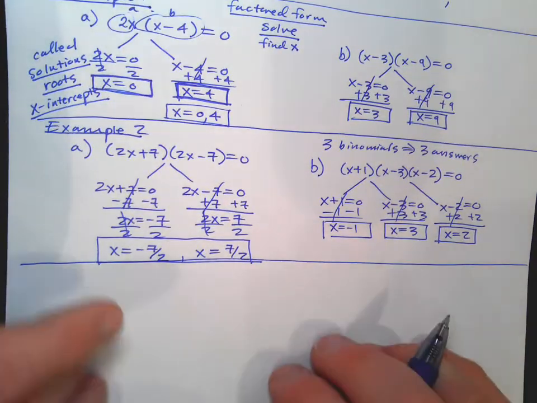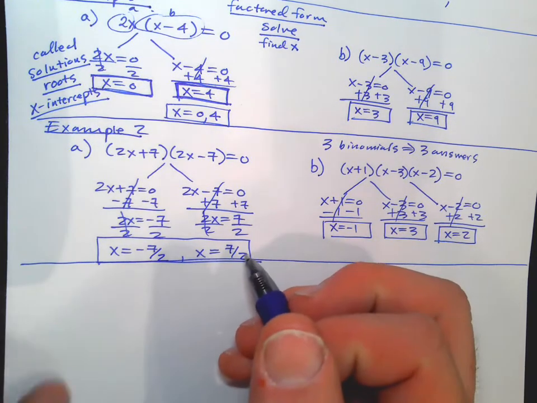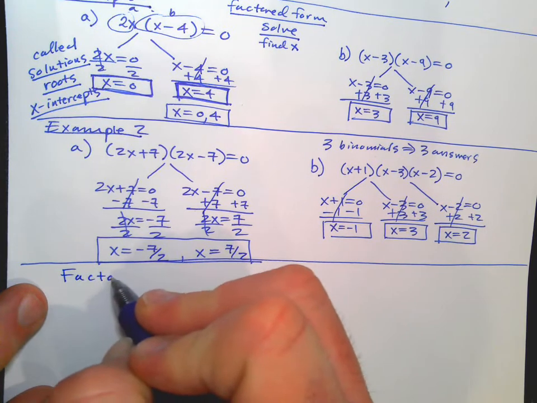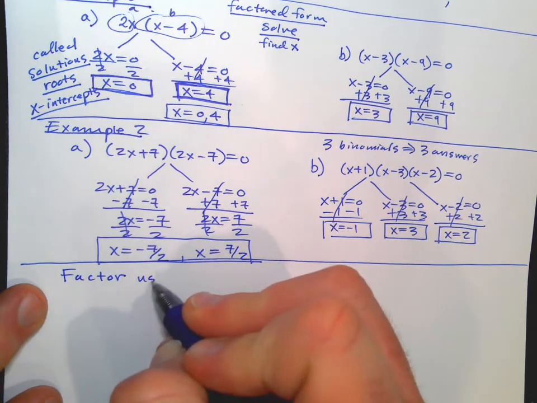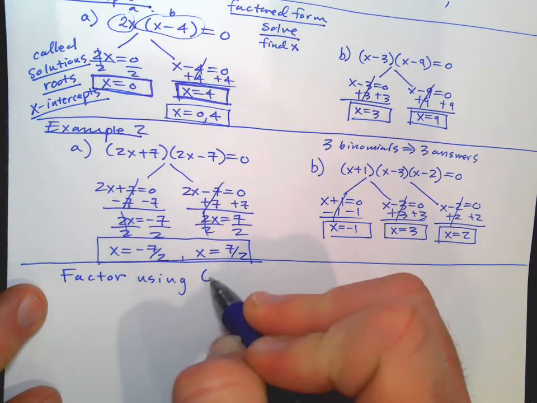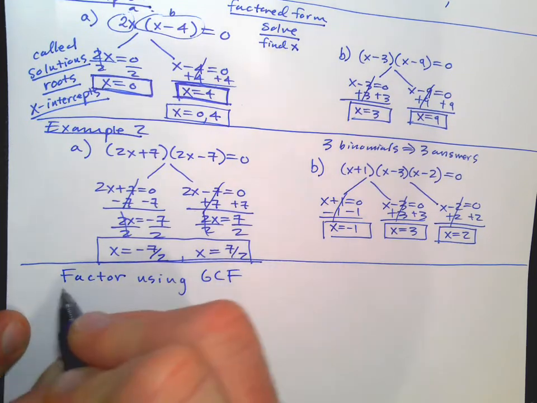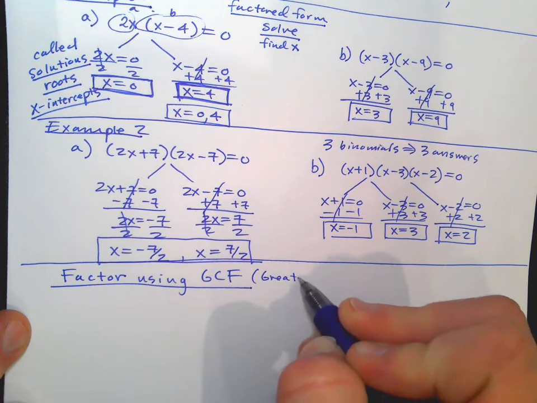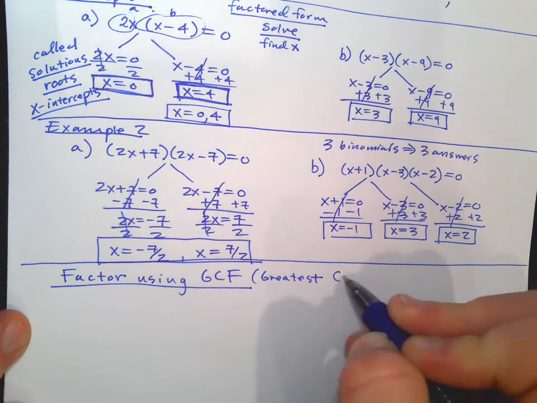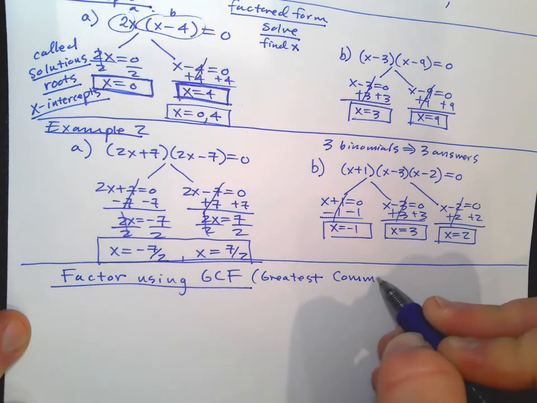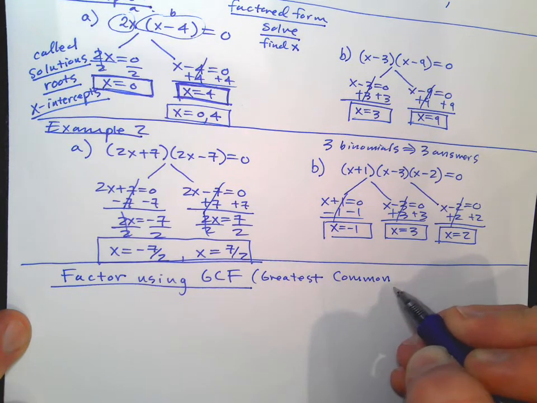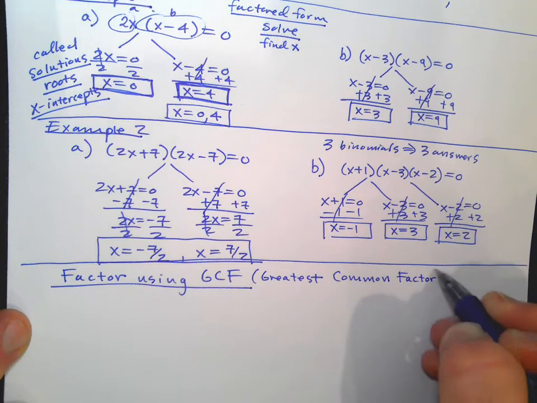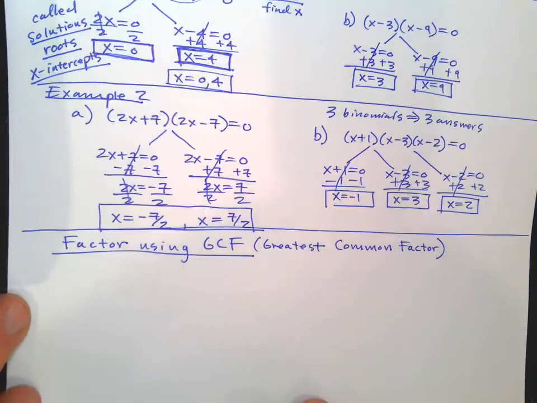Okay. Those ones, I think those ones are pretty quick and easy. But what if they're not factored? Okay. So we're going to factor using the GCF. Now, the GCF stands for greatest, which means biggest, common, which means both things have something in common, factor. Factor, something you use to multiply to get something.